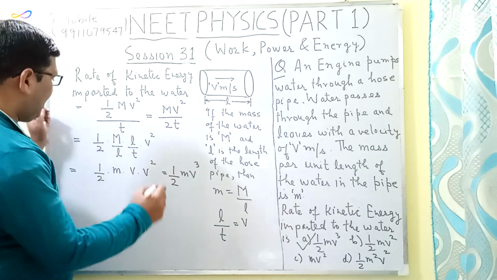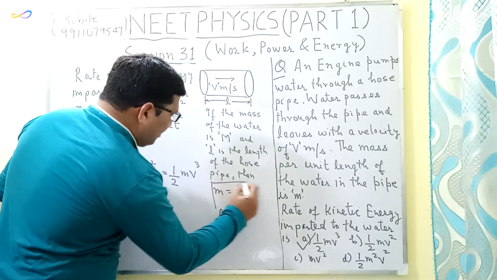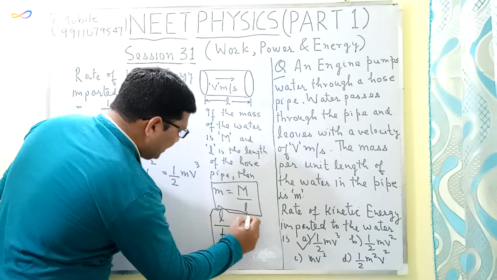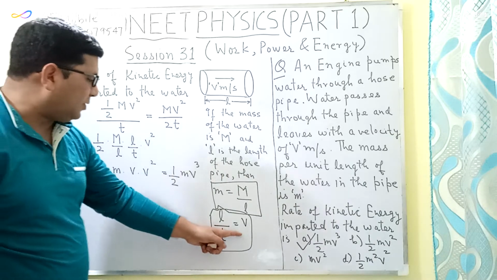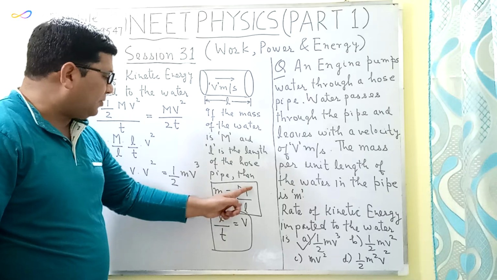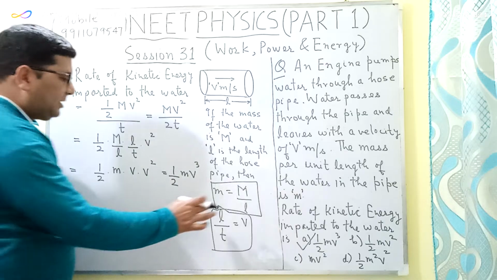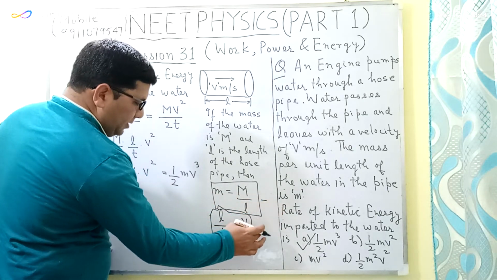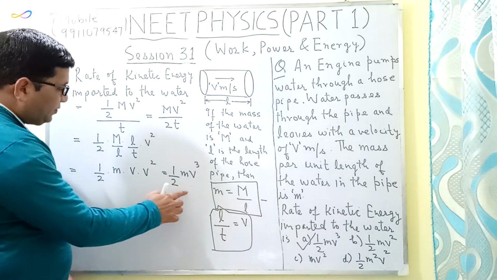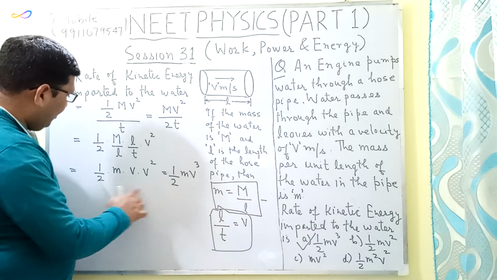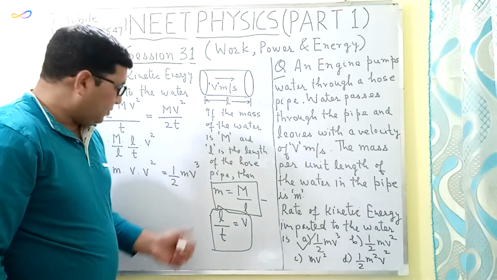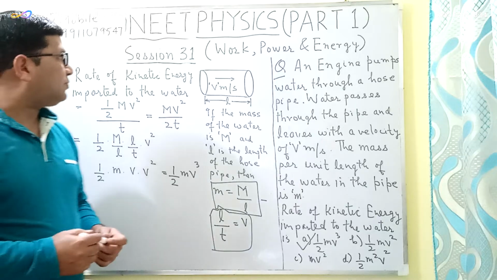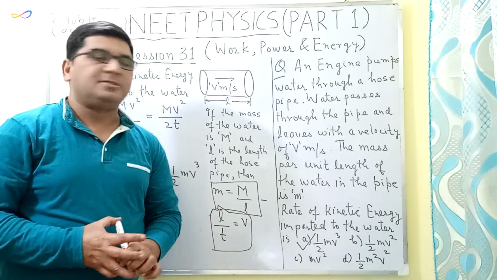So this formula, and this one, that is L upon T is equal to V, and that small m is equal to M by L. So these are the two important substitutions which were carried out in order to derive this equation.